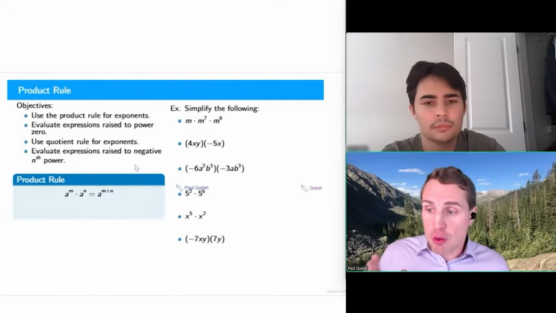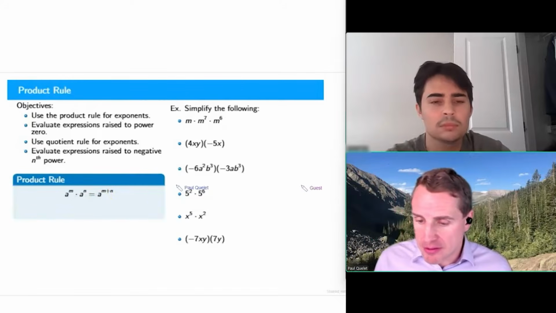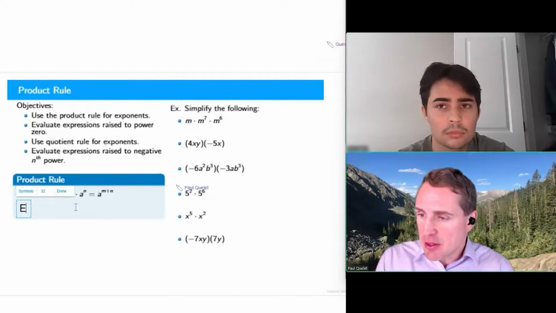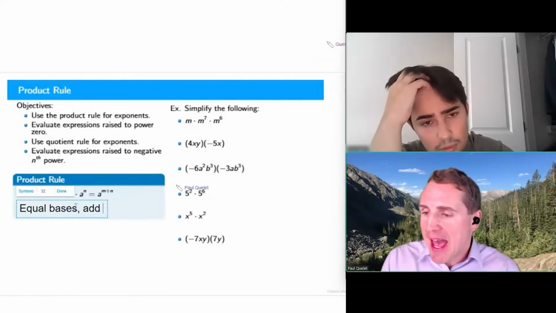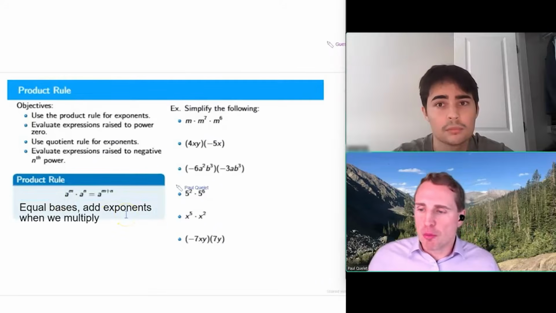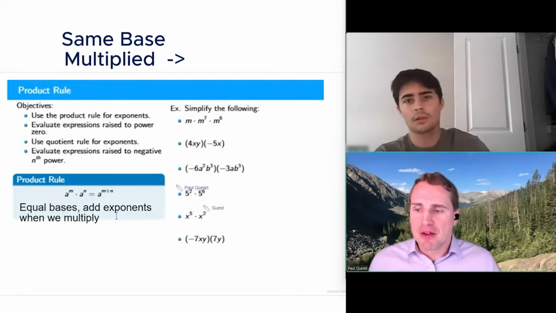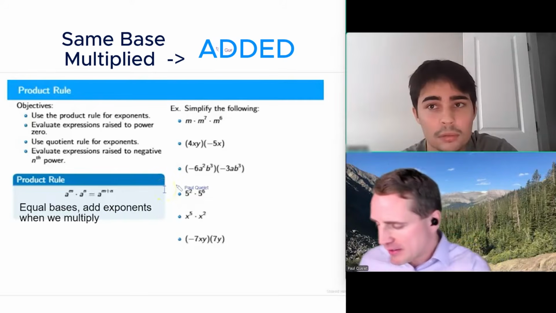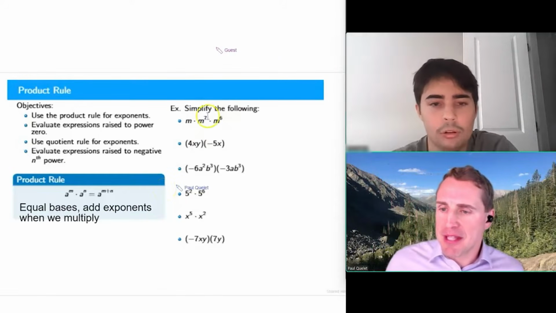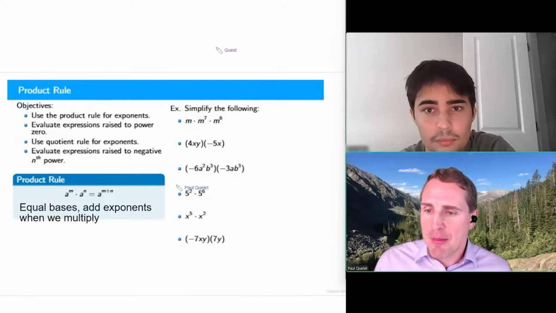Where it gets a little more confusing, or at least more sophisticated, is when an exponent is negative or when an exponent is a fraction. Okay, so let's get it going here. When we do exponents, the product rule for exponents, I often like to call this equal bases add exponents when we multiply. So notice if you have the same base but different exponents, we're going to add them. For instance, if we have m times m to the 7th times m to the 6th, how many m's are there?